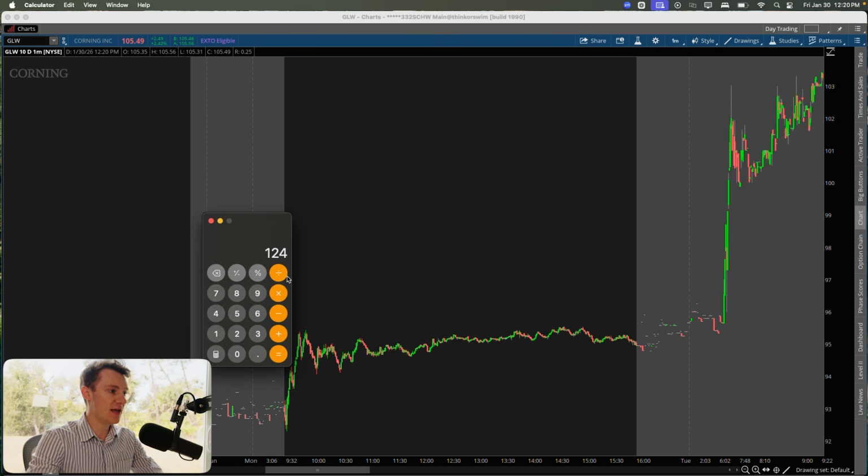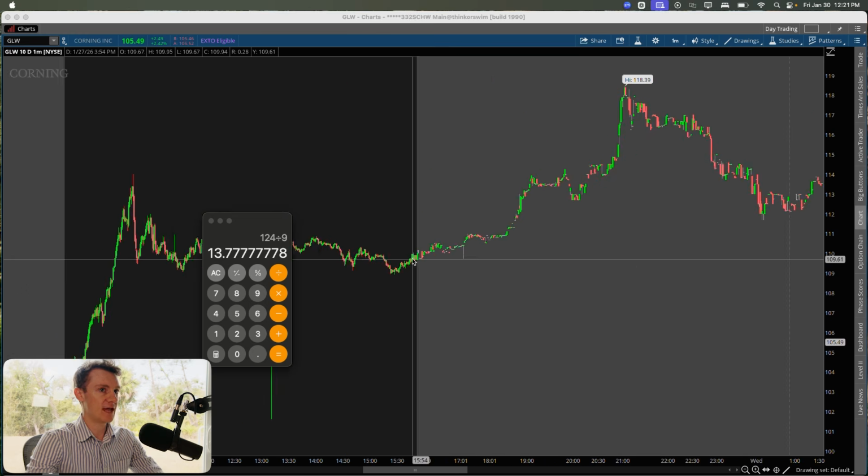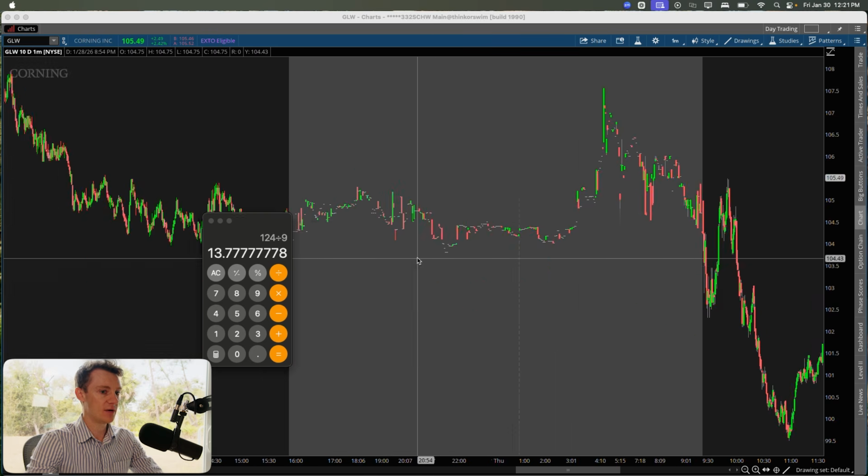So once you've added up every day, you'll get a number. Okay, so in our case, it's 124. Now we did this over 9 days, so we're going to divide 124 by 9, and we're going to get 13.77. So that means our average daily range on GLW is 13.7%. Now let's go back to today, okay? We're going to open up current day.